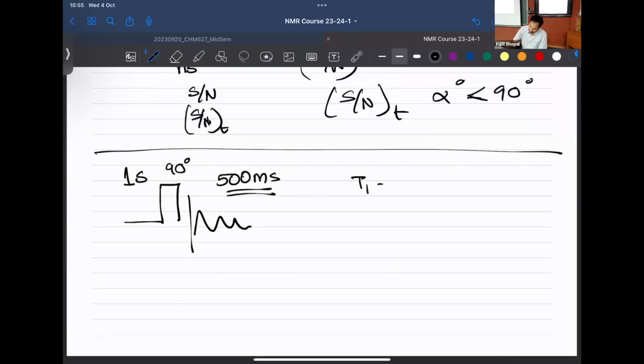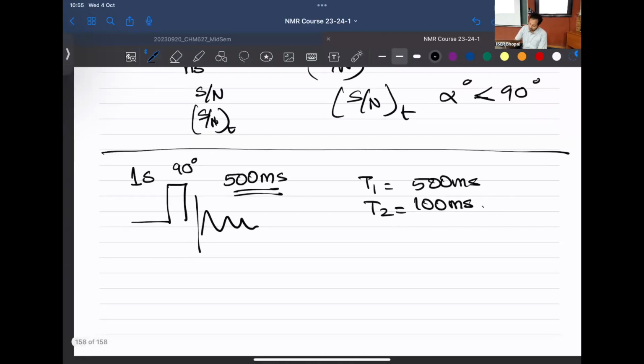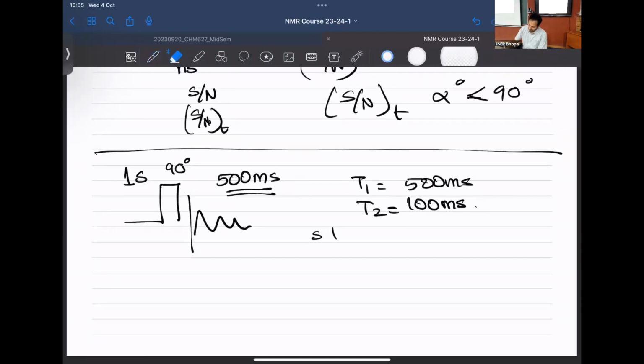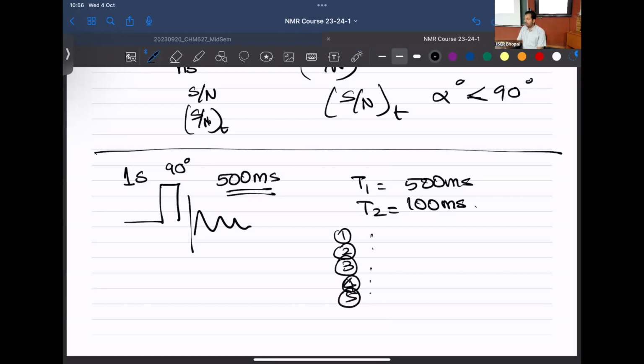For a T1 of 500 milliseconds and T2 of 100 milliseconds, try to calculate what will be the steady state equilibrium. Don't apply dummy scans yet. Just ask for every scan that you apply, say for first scan, second scan, third scan, fourth scan, fifth scan, and so on, what will be the bulk magnetization that is present? Keep doing this. You'll understand what is the steady state equilibrium, and why dummy scans have to be applied.